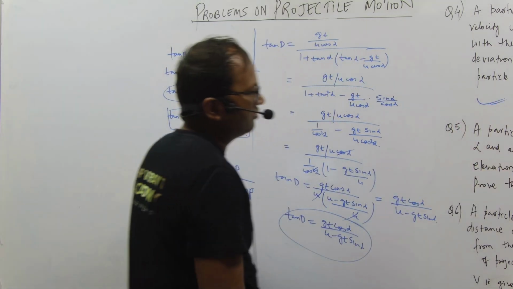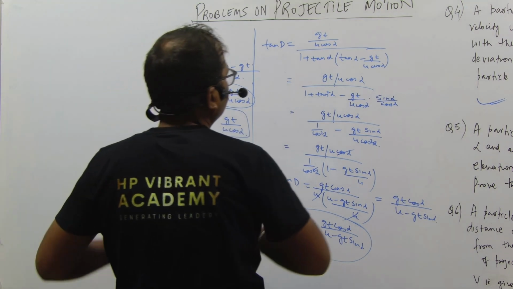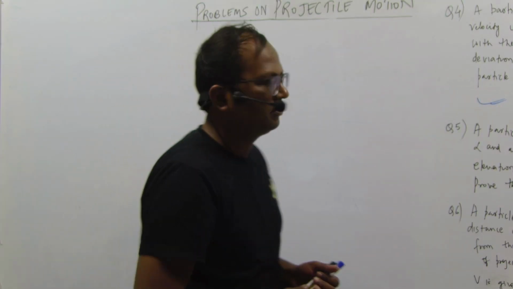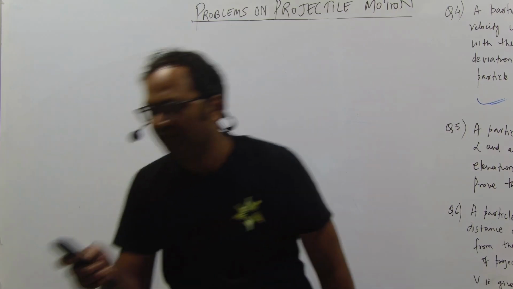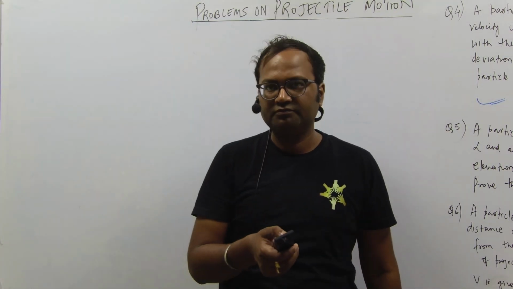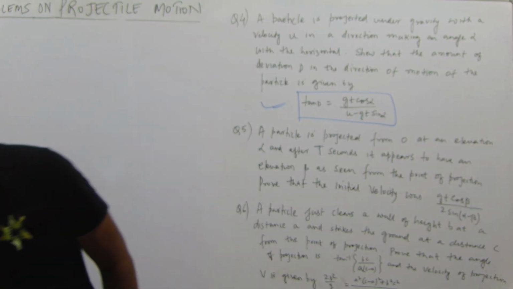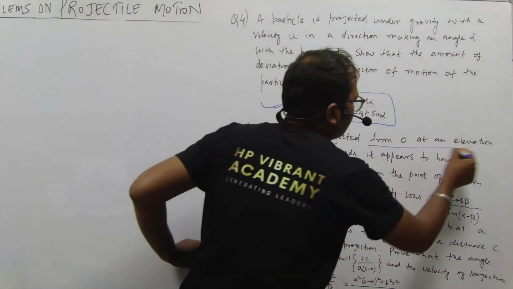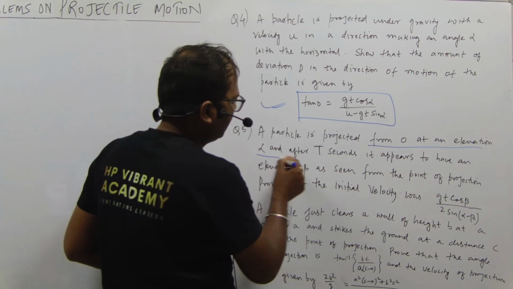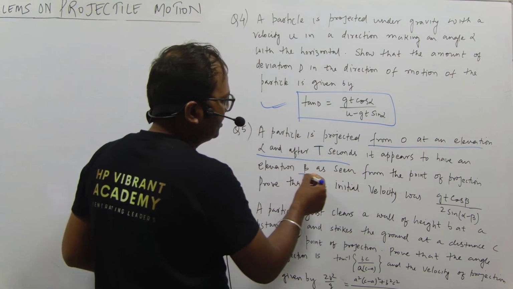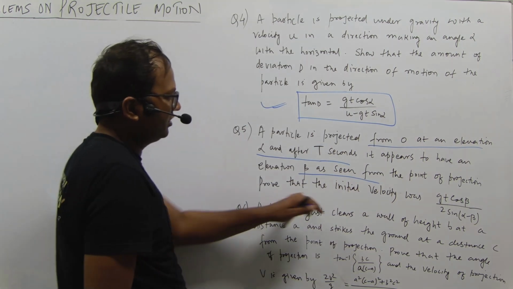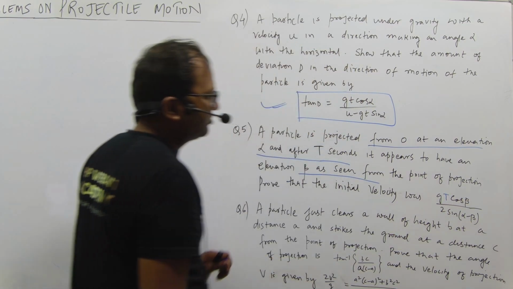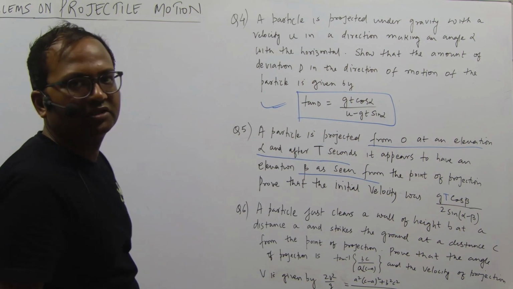Okay, so let us solve question number 5. What is given in question number 5 is: a particle is projected from O at an elevation alpha, and after time t seconds it appears to have an elevation beta as seen from the point of projection. Prove that the initial velocity was, let us take this as capital T, gt cos beta upon 2 sin alpha minus beta. Let us plot this first.